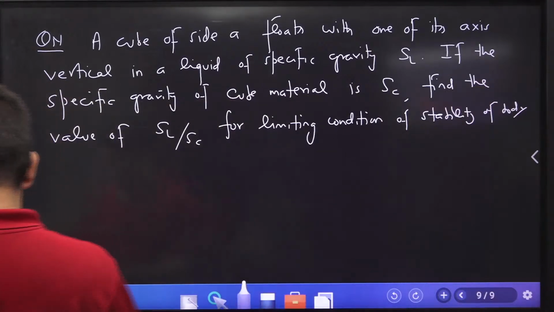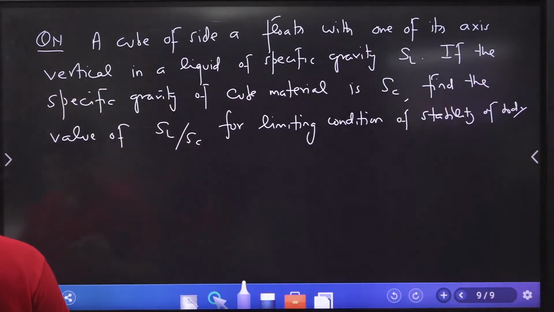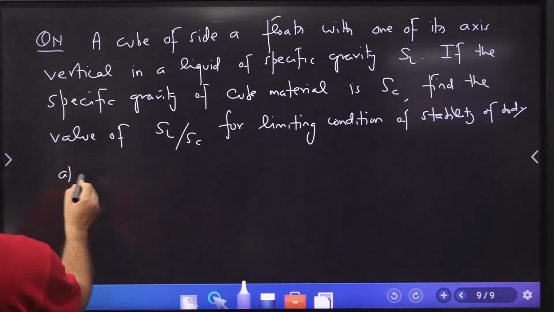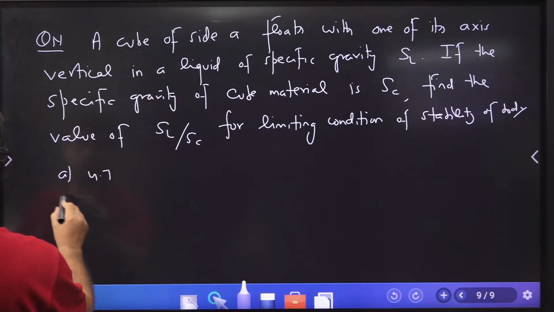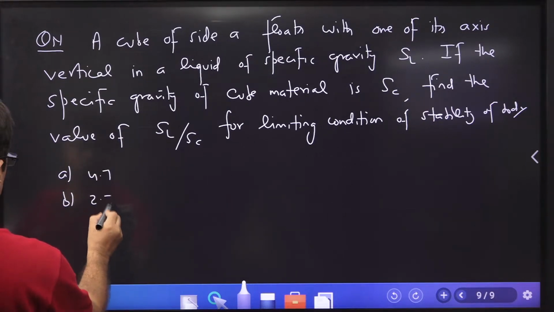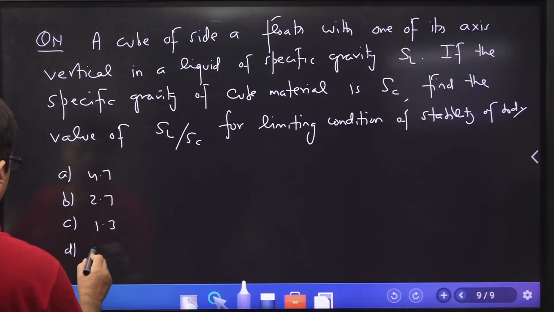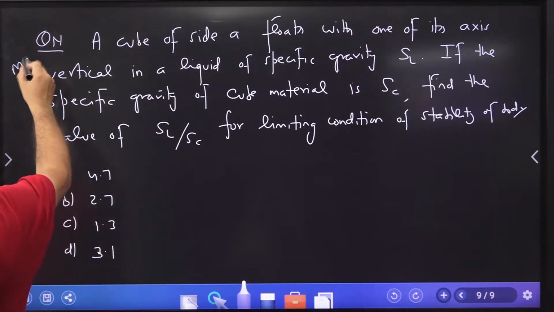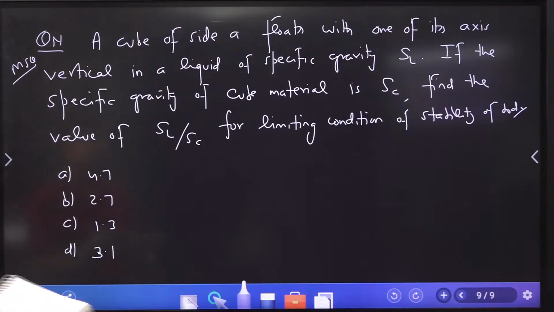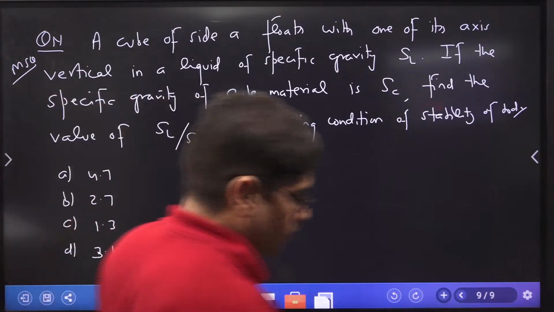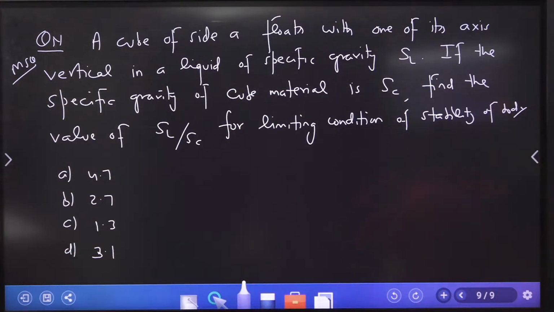And he has given you answer choices also. A 4.7, B 2.7, C 1.3, D 3.1. Take it as MSQ. Believe me, this is a really good question. I want you to attempt it, think it over and attempt it.